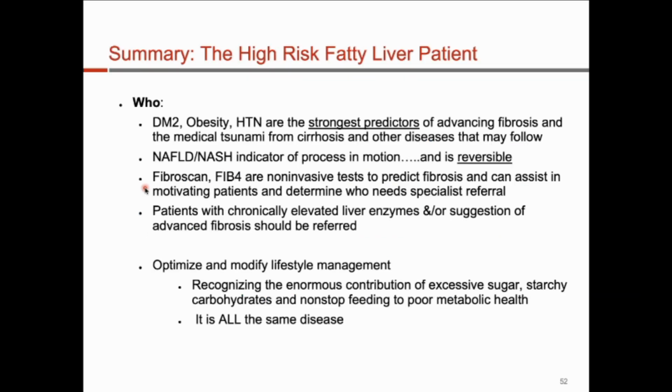So to summarize, the high-risk fatty liver patient, who is it? Well, those are people who have type 2 diabetes, elevated BMI of obesity, hypertension. Those are the strongest predictors of them developing advancing fibrosis. And we truly want to prevent that from happening. As a liver doctor, I don't want them to develop cirrhosis or any of the complications that I've mentioned, including variceal bleeding, ascites, hepatic encephalopathy, because with all of those three, they're on the way to liver transplant if they're eligible candidates.